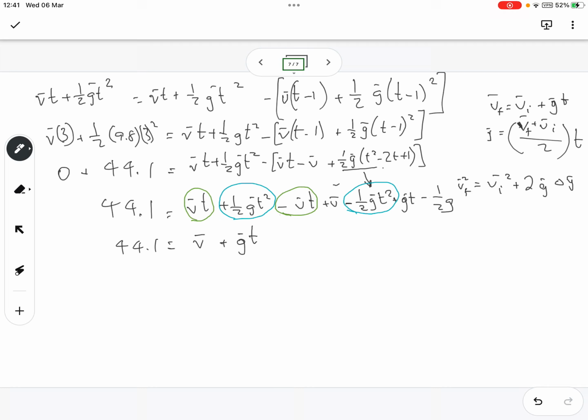plus gt minus a half g. Yeah? And then we have 44.1 equals v plus g into (t minus a half). Now we've got our own equation. Great. Let's substitute.